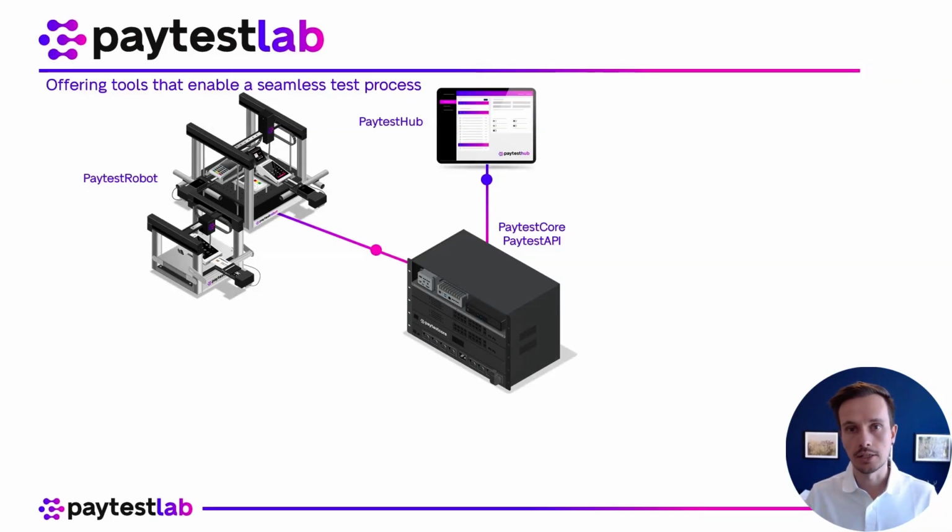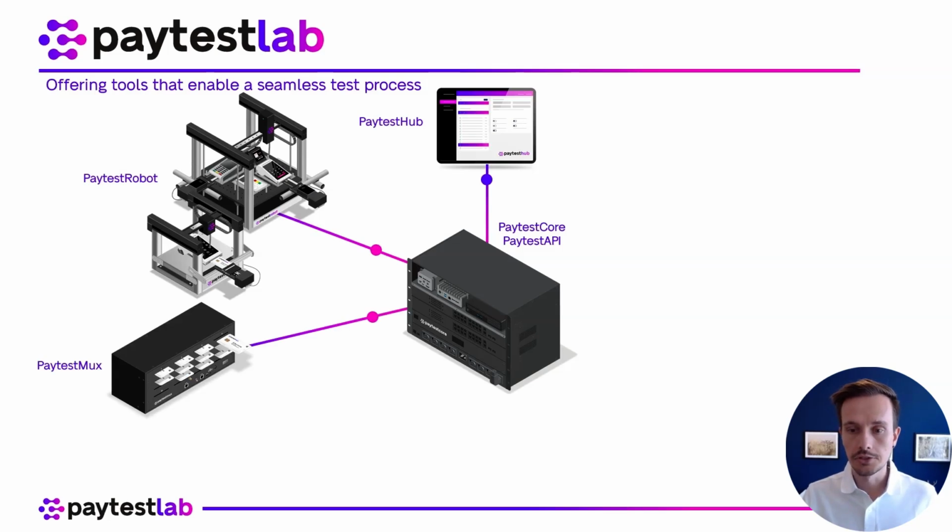You see here the Paytest robot T1 and the T4, which can host 1 or up to 4 terminals. This is basically the main difference. And also in terms of speed, the Paytest robot T4 is faster compared to the T1 and gives you therefore more flexibility and scalability. In addition, we have the Paytest MUX, where you can store up to 16 test cards.